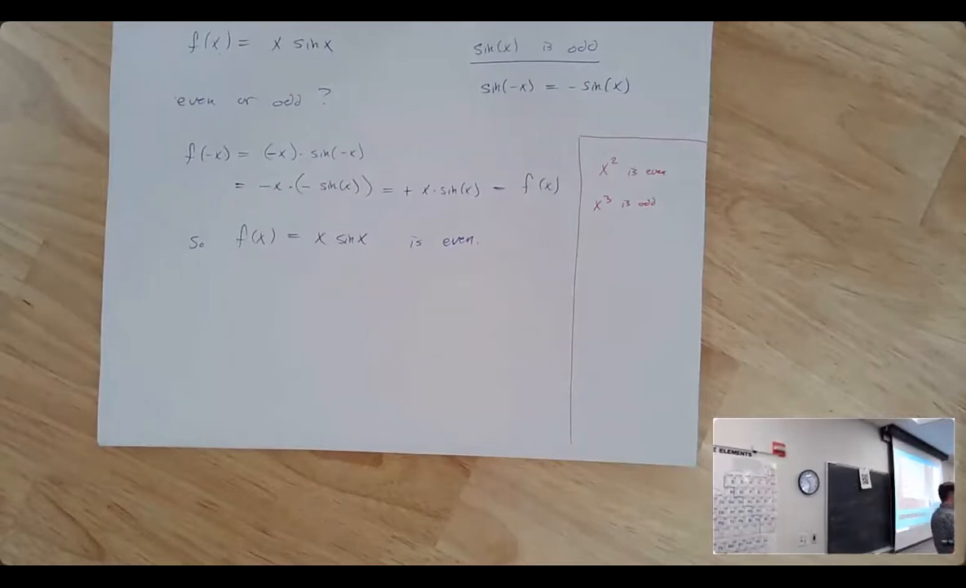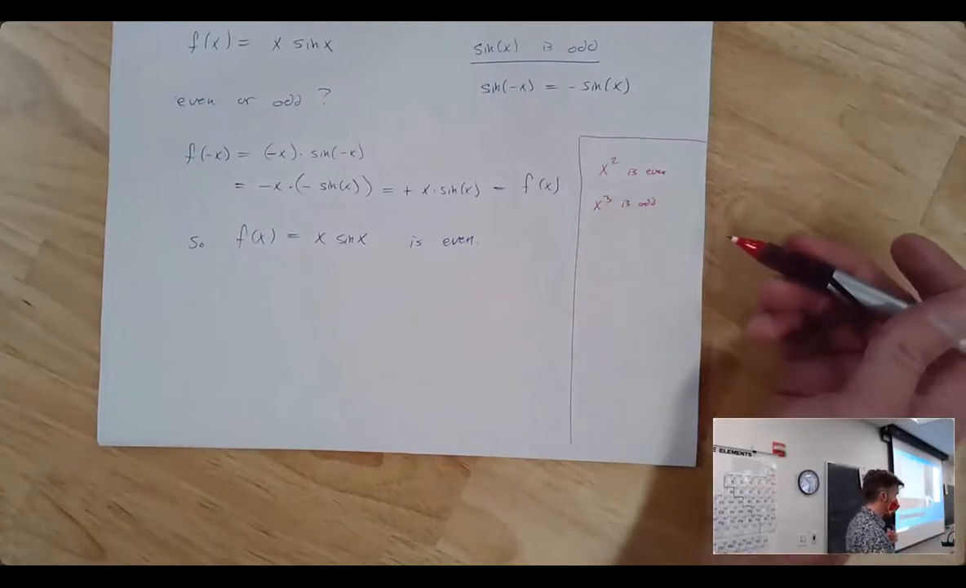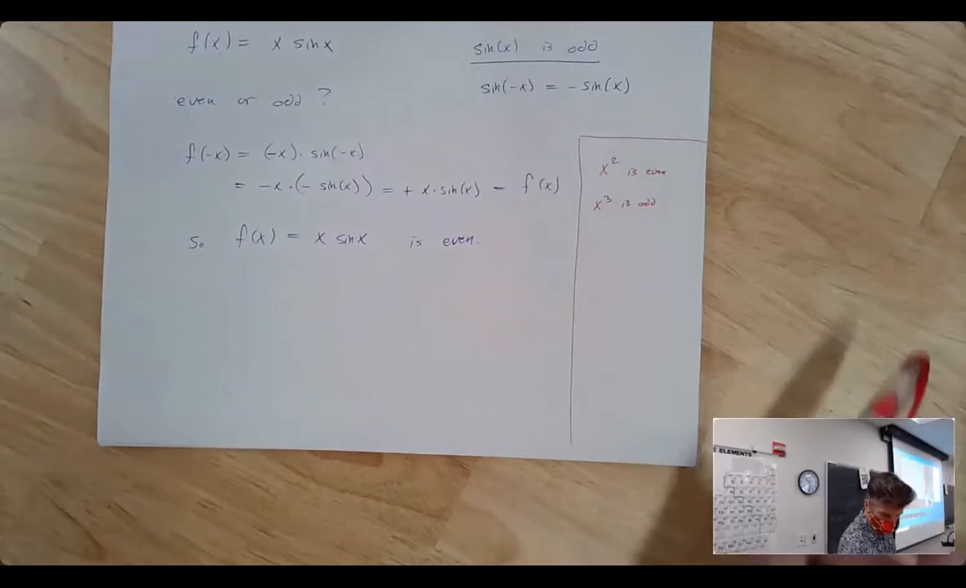If you multiply two odd functions together, you also get an even function. x cubed times x to the fifth is x to the eighth, which is an even function. I know these are not proofs of the things being true, but they're good examples of how they are true. Whereas if you multiply an even function times an odd function, x squared times x cubed is x to the fifth, which is also an odd function. So kind of neat to know.